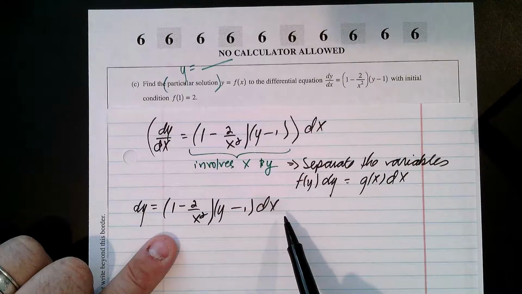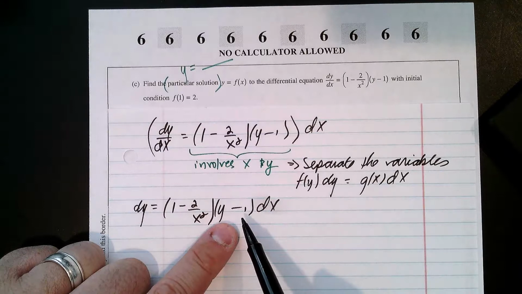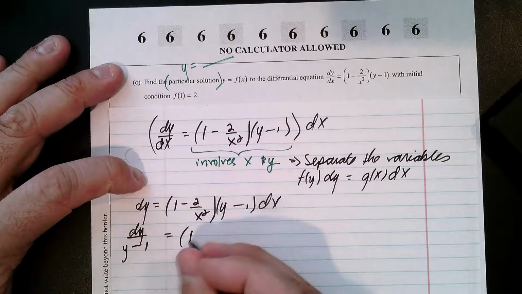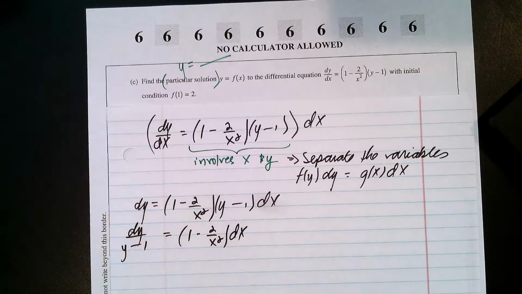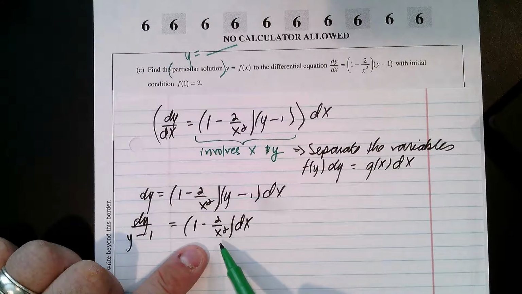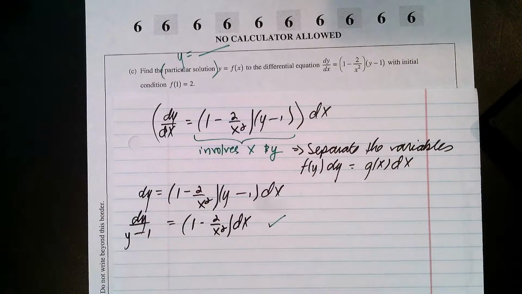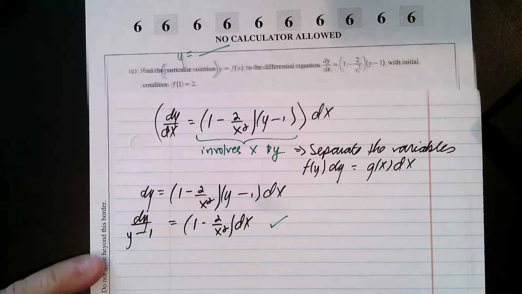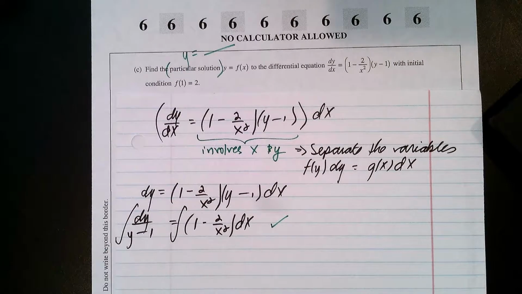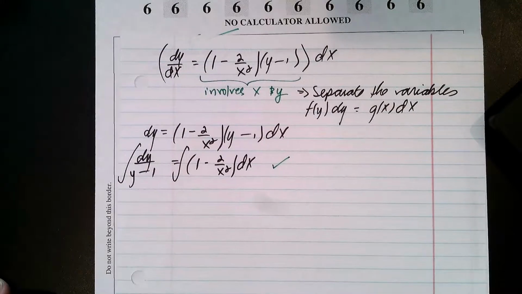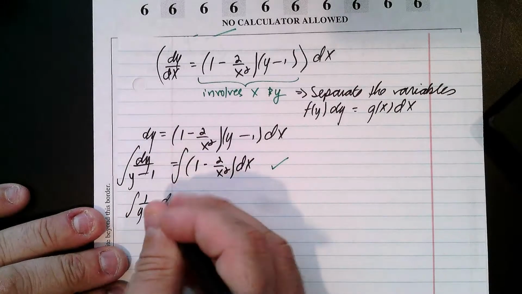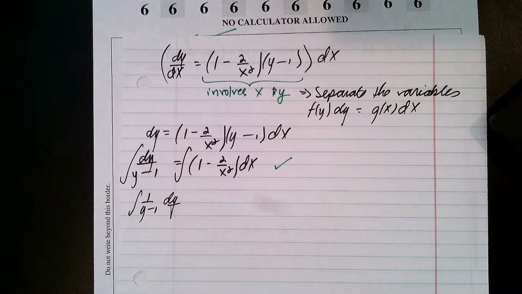I'm just going to do one more point. dy/dx at the point (2, 2). 1 minus 2 over 2 squared times 2 minus 1. Well, let's see. 2 over 2 squared, that's 2 over 4, that's a half. 1 minus a half is a half. Times 2 minus 1 is 1, you get a half. Because that is positive, I'm going to draw in a tangent line at (2, 2) with a positive slope. Now, slope is a half, it's going to be a little bit flatter.